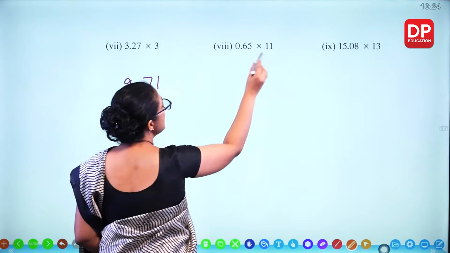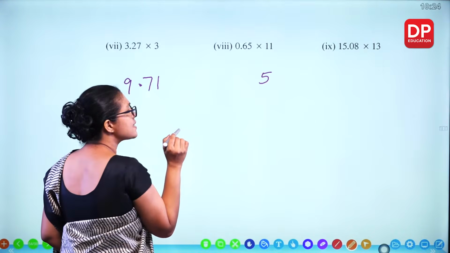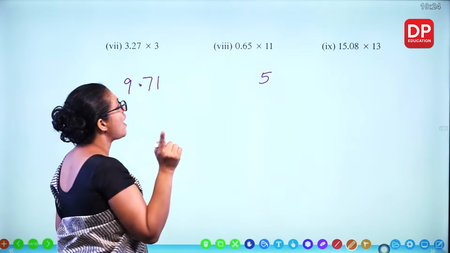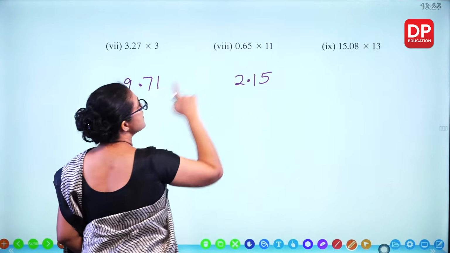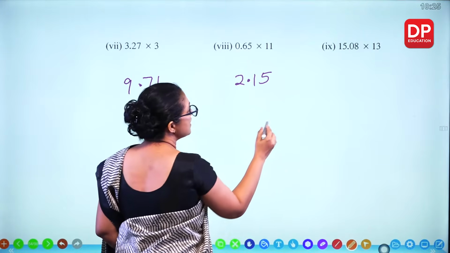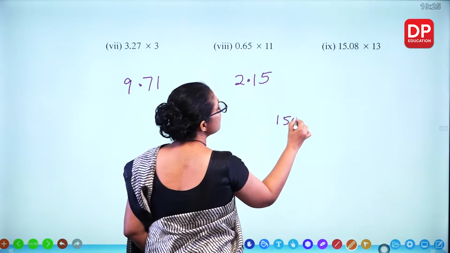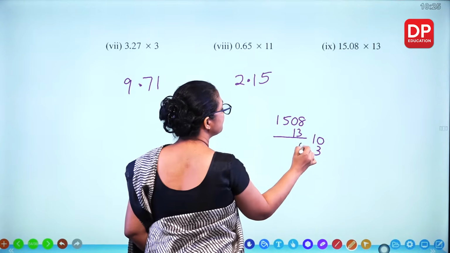Multiply by 11, 11 times 5, 55, 5 remaining. 11 times 6, 66 plus 5, 21. And you have to keep 2 places to the answer. Multiply by 13. 1,508 multiplied by 13. 10 and 3.